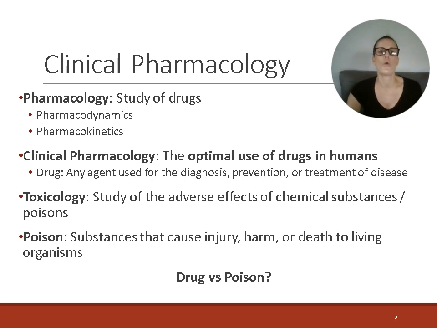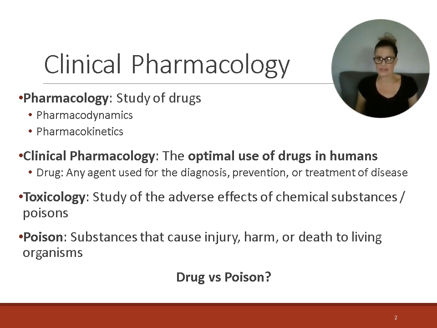Pharmacokinetics is what the body does to the drug. So when you take the drug, where does the body put it? Does it put it in the bloodstream? Does it put it into your tissues? Does it put it into the brain? Where is the body allowing that drug to go?